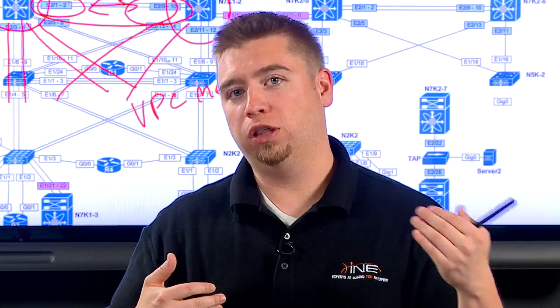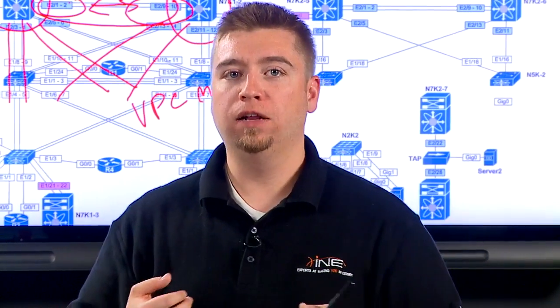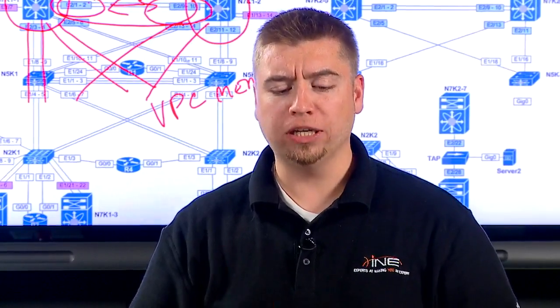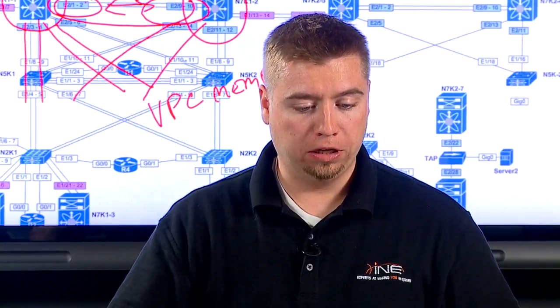Because basically the catastrophic failure for VPC is that both the keepalive link and the peer link go down, then the peers have no idea how to synchronize. Is one of them really up or is one of them really down? And that's how we end up in that dual active or that split brain situation. And we're going to take a look at this on the command line.